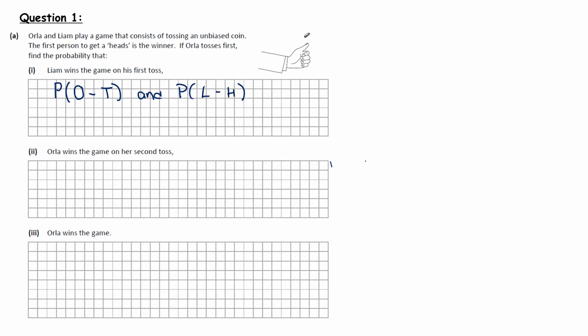So if they each are playing with an unbiased coin, the probability of getting either heads or tails is a half, so these are both halves. And the word "and" when we're talking about probability is multiply. So we end up with a quarter, which is 0.25.